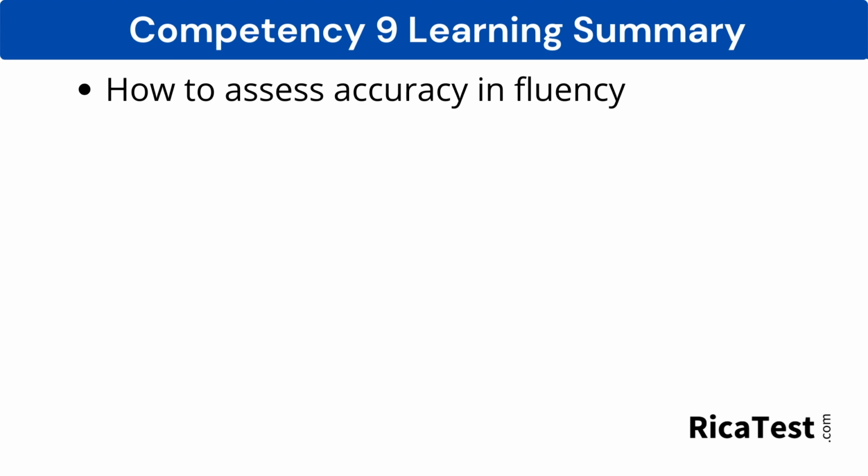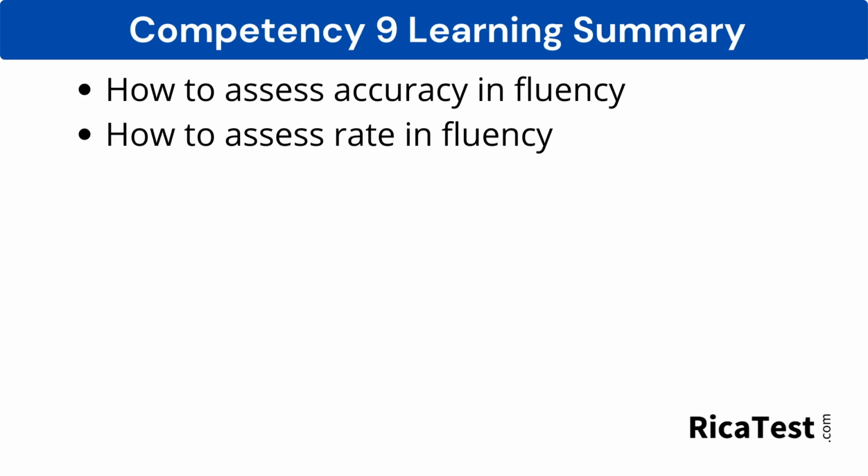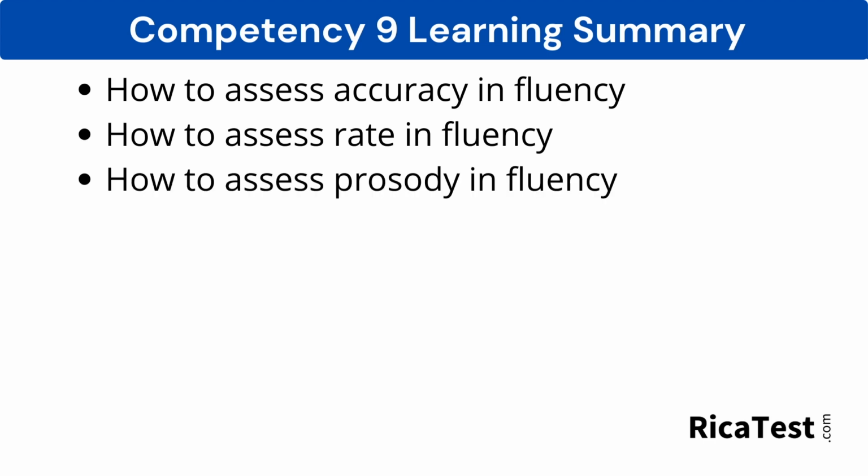That is accuracy, rate, and prosody. To assess accuracy, you'll want to use a running record and then use the process of miscue analysis. Then you learned how to assess your students' reading rate by using a timed test and finding the student's word count per minute. The challenging part about assessing prosody is that it's a subjective measure. For this reason, an assessment of prosody is done informally.